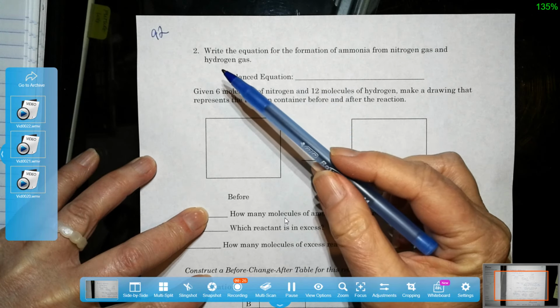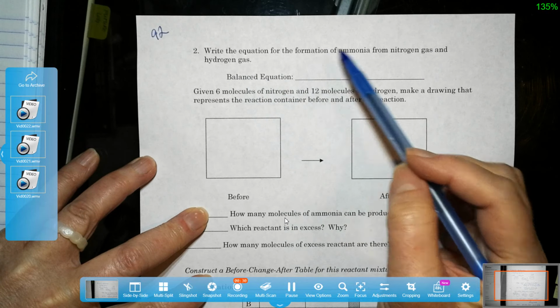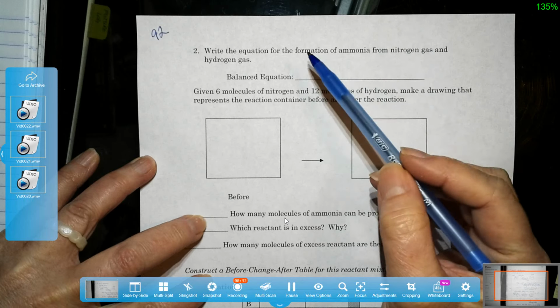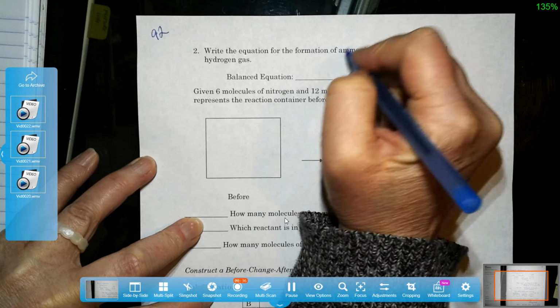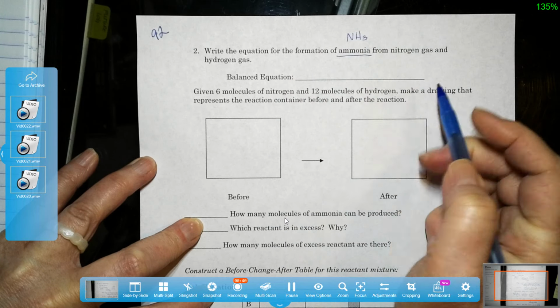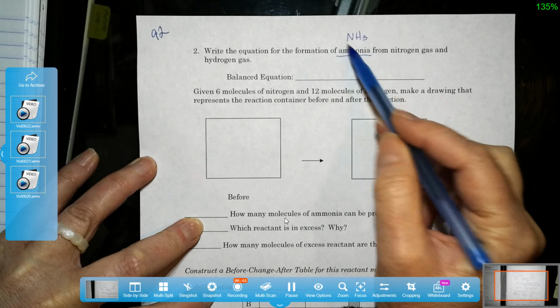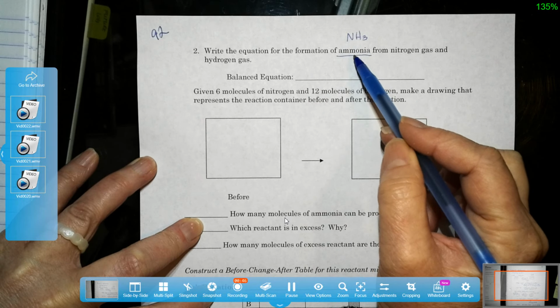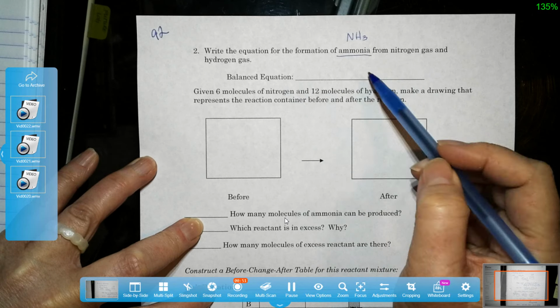So what you should have done is write the equation for this reaction. And it says the formation of ammonia. Remember, I asked you to memorize the formula for ammonia. That's NH3. And this says formation of ammonia, so that means this is your product. Okay, so don't put this first. Formation of ammonia from nitrogen gas and hydrogen gas.